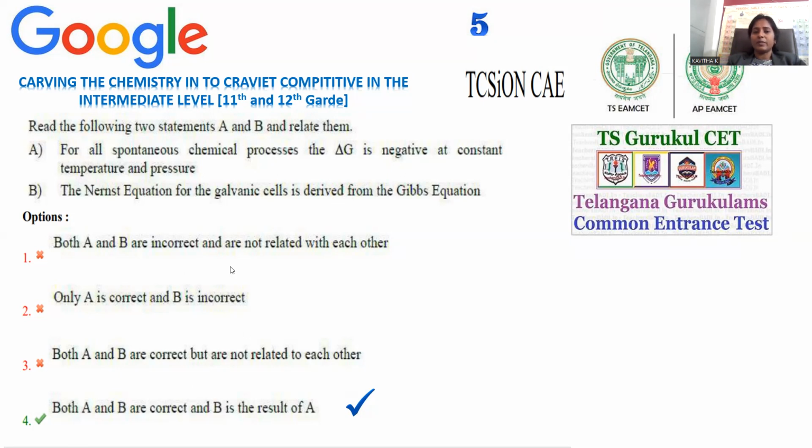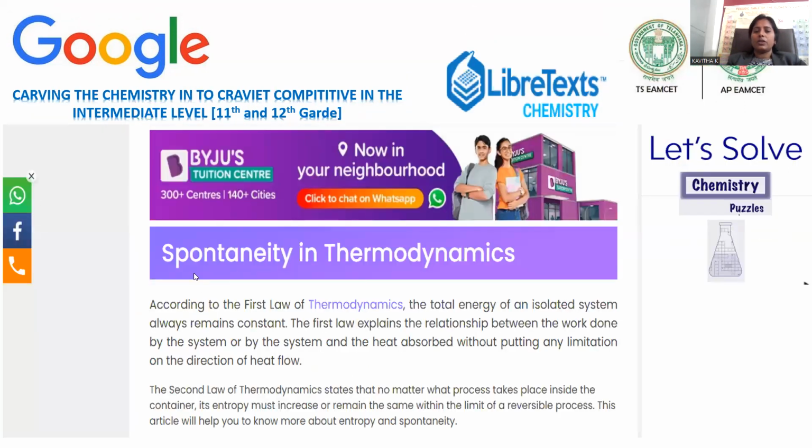So let's see how we can explain this one. In order to explain what is meant by spontaneity in thermodynamics, we have to understand, according to the first law of thermodynamics, the total energy of an isolated system always remains constant. The universe has a certain energy, and that energy is constant always. Energy can neither be lost nor created, but can be transformed from one form to another only, right? The first law explains the relationship between the work done by the system and heat absorbed without putting any limitation on the direction of heat flow, right?